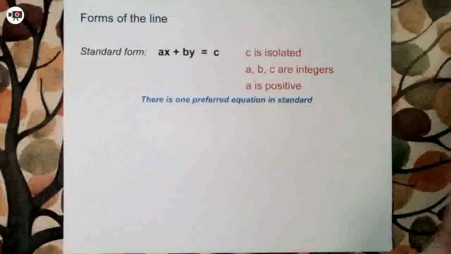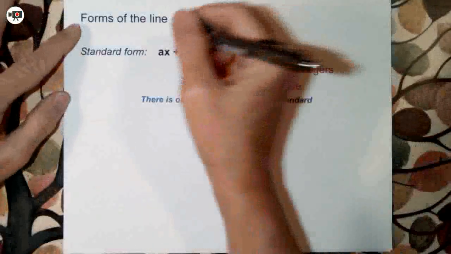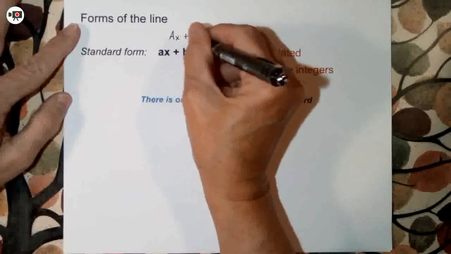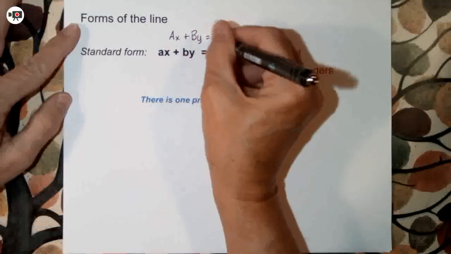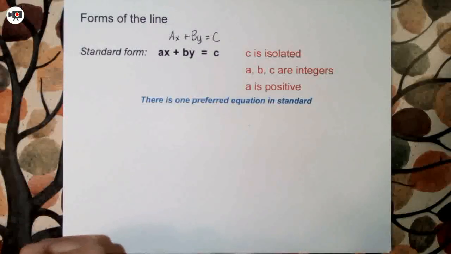Sometimes that is written with capital letters, capital AX, and it's not a real difference. This is the way I generally use it and the way I've seen the most, but both ways are acceptable. Okay, characteristics of standard form.